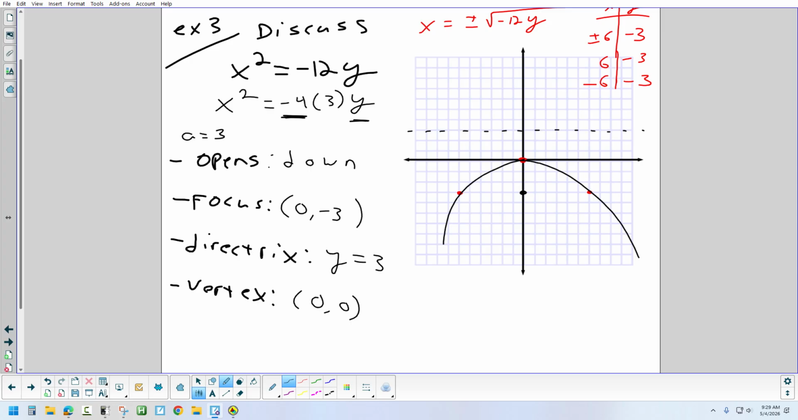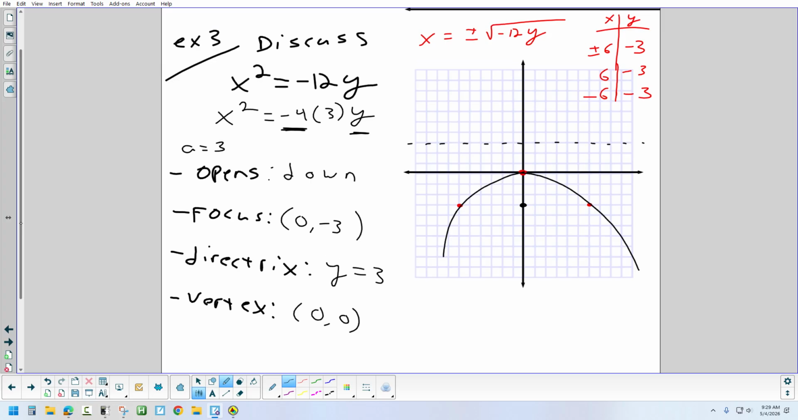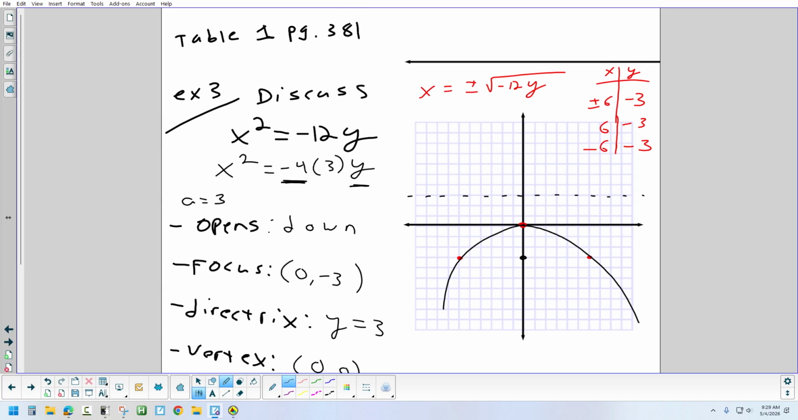Yes? How come the focus is a negative 3 for the positive 3? Because the parabola opens down, and if the focus was a positive 3, then the focus would be up here, and the parabola wouldn't wrap around it. Okay, think of that as like the point inside the satellite dish. The dish has to wrap around the focus. That's why we always find the direction that it opens first and the vertex, and then you can figure out everything because you know which way the parabola is facing.